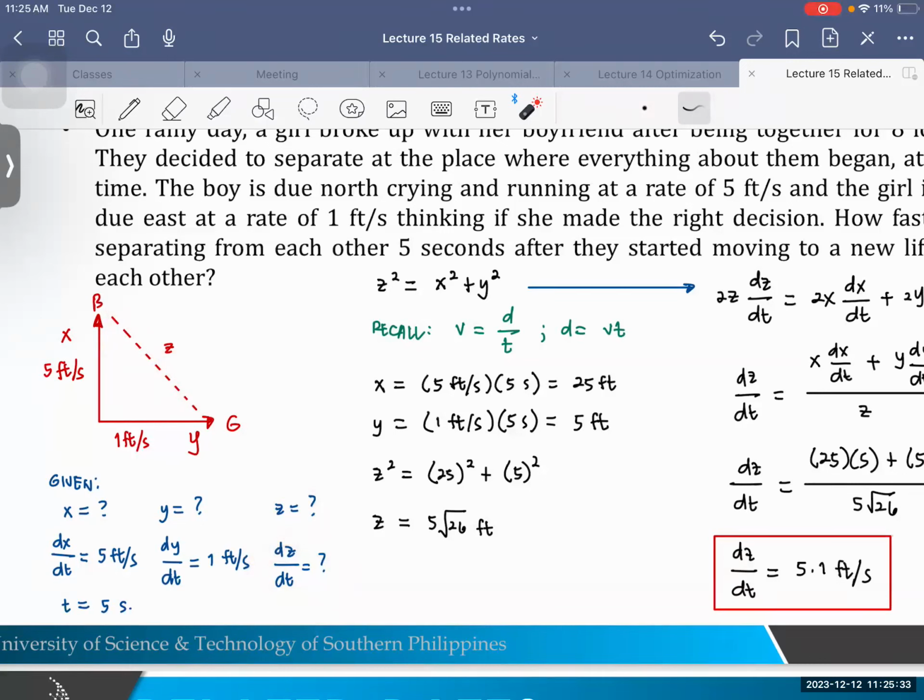And then z, of course, is also changing. We do not know dz over dt, which we will find later. We can create a right triangle since they move north and east, forming a 90 degree triangle, which is very convenient for us to solve. So z squared is equal to x squared plus y squared, the hypotenuse. We need to find x, y, and z.